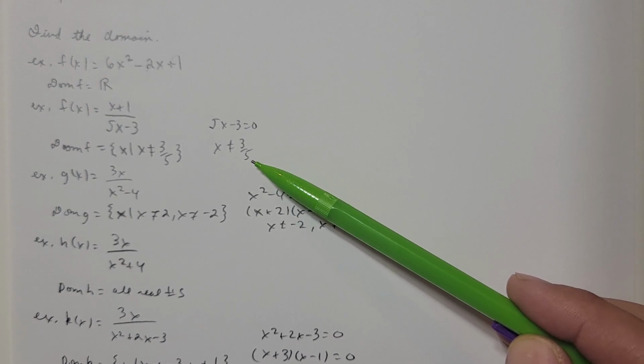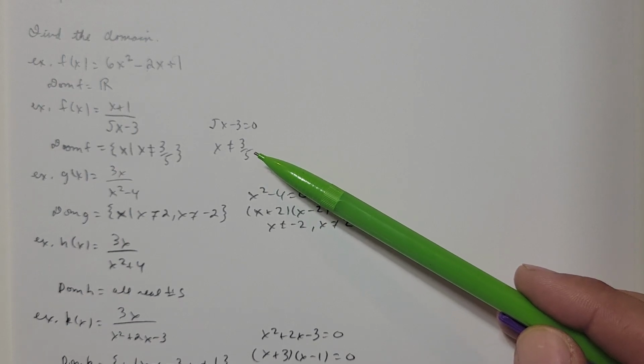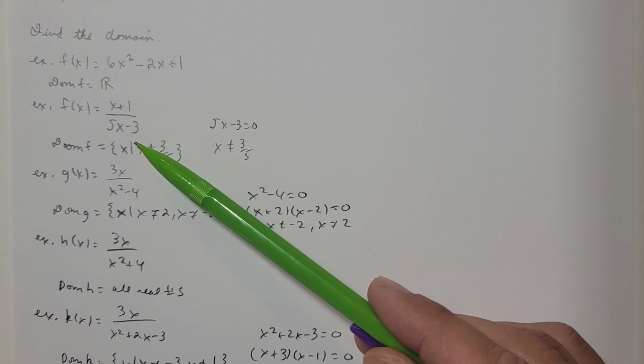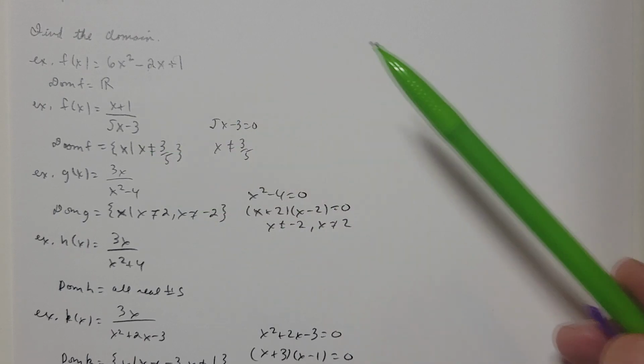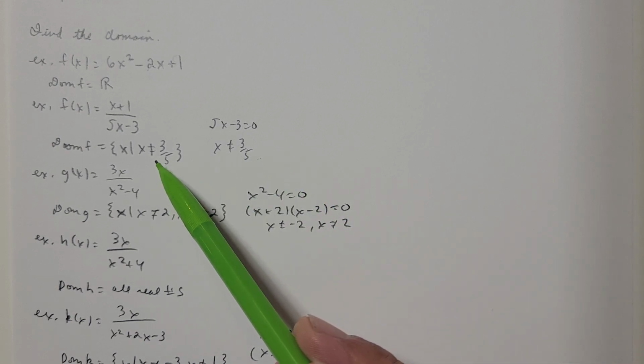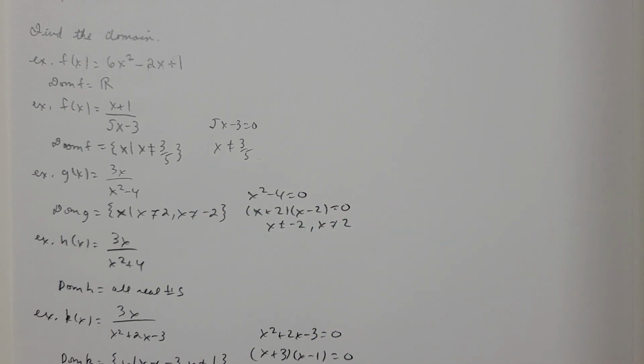Now that's what I don't want. I don't want to use 3/5 because if x is 3/5, I get 0 in the bottom. Again, I know I can't divide by 0, so x can be any number, just not 3/5. Okay, so I'm going to say this is the set of all x such that x is not equal to 3/5.